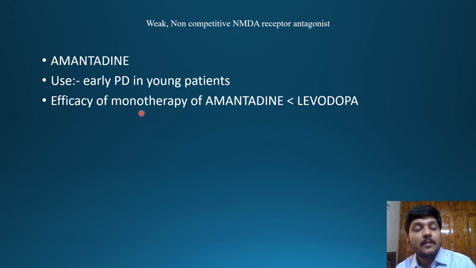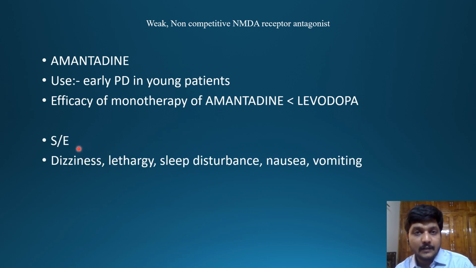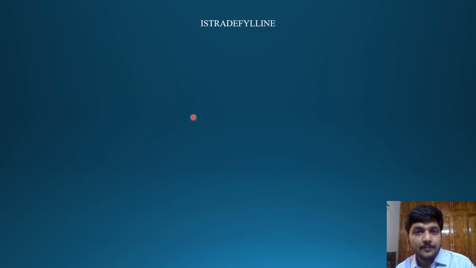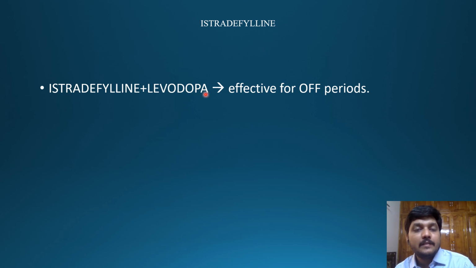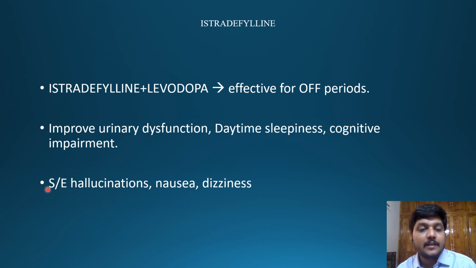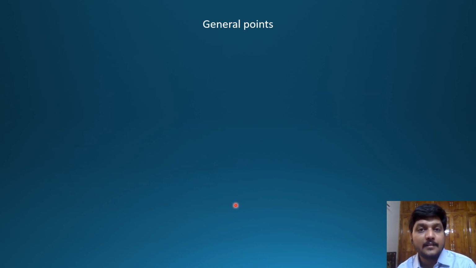When compared with amantadine, monotherapy of levodopa is more effective than monotherapy of amantadine. Side effects of amantadine will be livedo reticularis and ankle edema, which are highly popular. Along with them, dizziness, lethargy, nausea, vomiting, and sleep disturbance are also there. Istradefylline, when combined with levodopa, is effective in off periods. They improve urinary dysfunction, daytime sleepiness, cognitive impairment. Side effects are hallucinations, nausea, and dizziness.